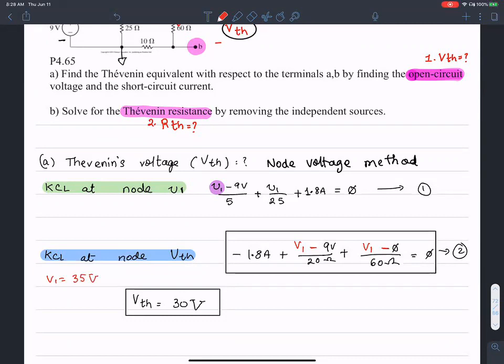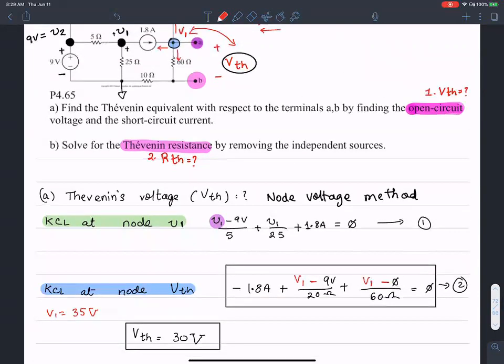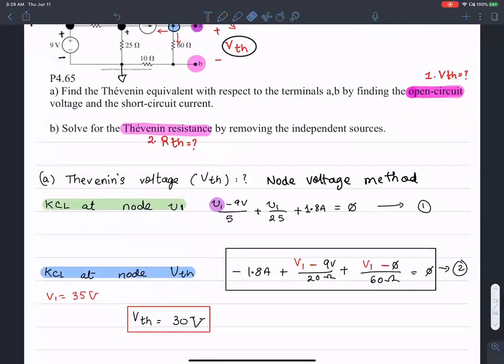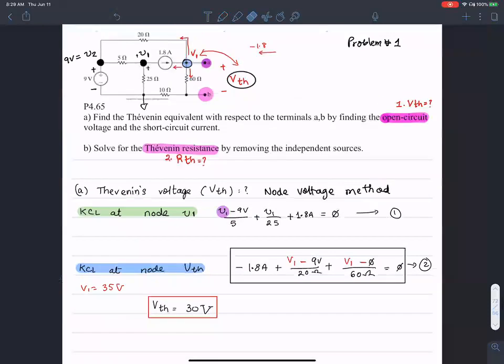And when I solve for VTH, which is the voltage division between 60 and 10 ohms, I'll get VTH to be 30 volts. So the only change to this problem that I have done so far is noticing the fact that this is not VTH, but it is V1, owing to the fact that there's a resistance here. The rest of the analysis all remains the same.